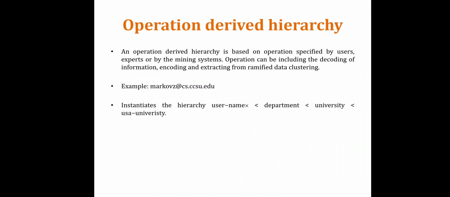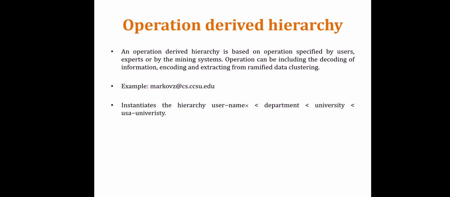So, which operations come under this operation derived hierarchy? That is decoding or encoding of the data, or extracting information from data. The example given is an email ID or any site, right. So, that site can be decoded. What the hierarchy says is: what is the username, then which department, then which university. In this way we have different derived data in this derived hierarchy. So, the instances of this hierarchy are username, department, university, likewise.